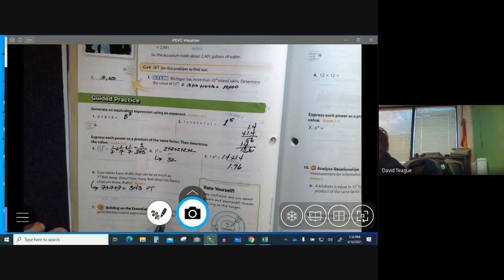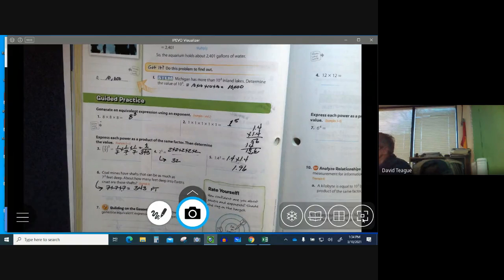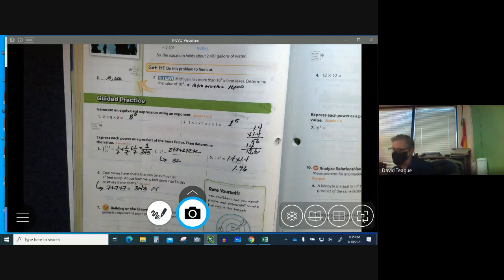Okay, building on the essential question: how can you generate equivalent expressions using exponents? Really, powers and exponents is a shorthand.